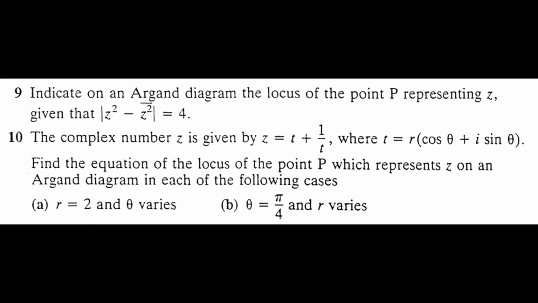And part B, that case tells us that theta will be pi on 4 and r will vary. So here, notice the question is saying to just find the equation of the locus, which is slightly different to a prior question, which we see in question 9, which says indicate on an Argand diagram. Now what I might do is I'll work through the question, find the equation, and then have a think about what that would look like on an Argand diagram once we get there.